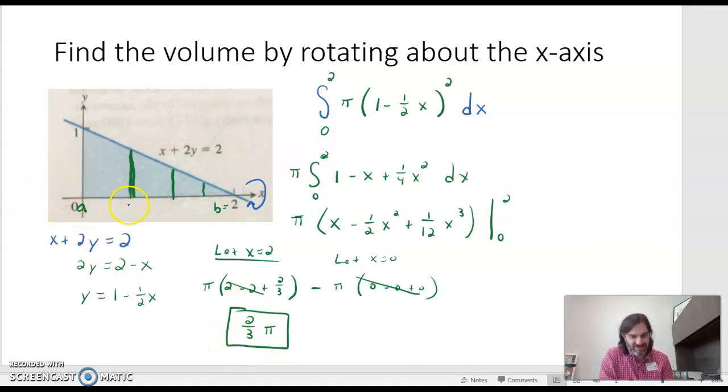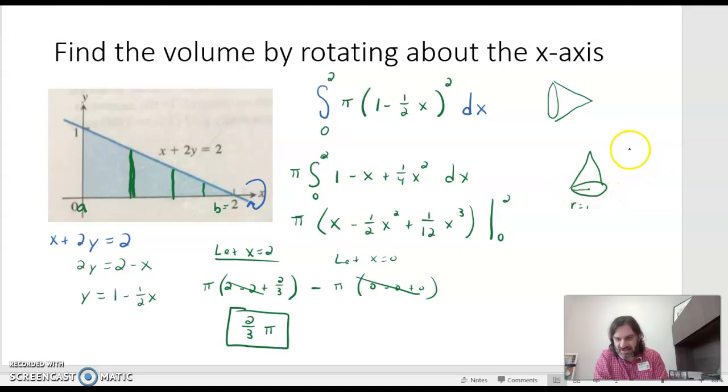I don't know how much sense that makes. But basically it is a cone if we revolve it. If you think about taking this thing and revolving it around the axis, it creates a cone kind of like this. So if we lay it on its side, it's a cone that has a radius of 1 if we come out from the center of the base out, and a height of 2.